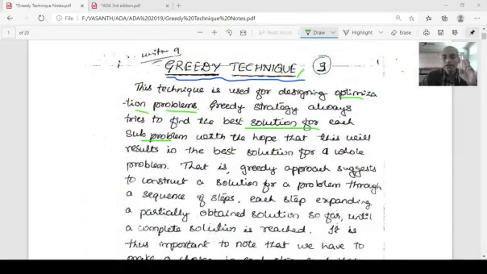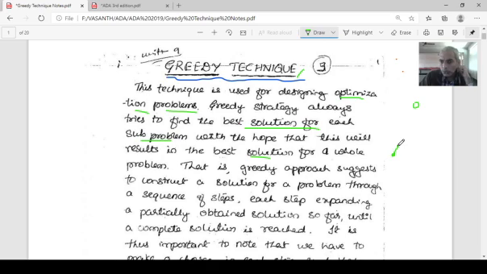Now we see that the greedy strategy always tries to find the best solution for each of the subproblems, with the hope that the result will be good for our actual problem. Here, you have a particular problem or a goal. You start from an initial state, and step by step you go to the next step. From this starting state, you go to the next solution.